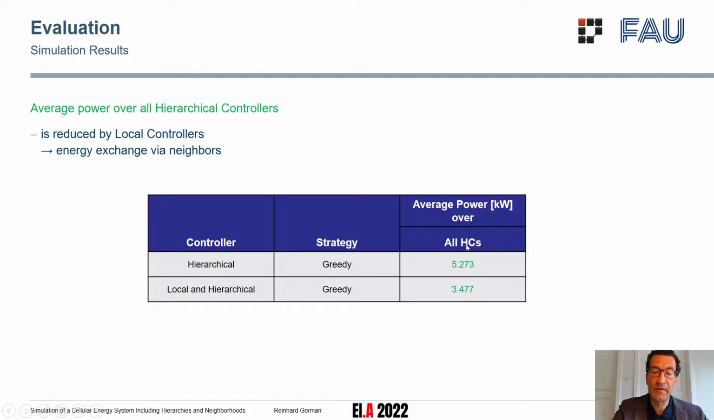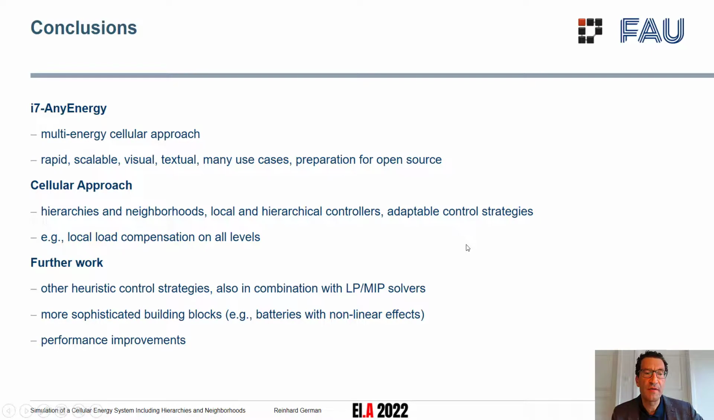Coming to the conclusions, I would like to say that i7 AnyEnergy is a multi-energy simulation tool based on the cellular approach, and it is rapid for rapid modeling, scalable for larger models, has visual modeling facilities but also textual. We have done many use cases with it, and it is currently in preparation for open source.